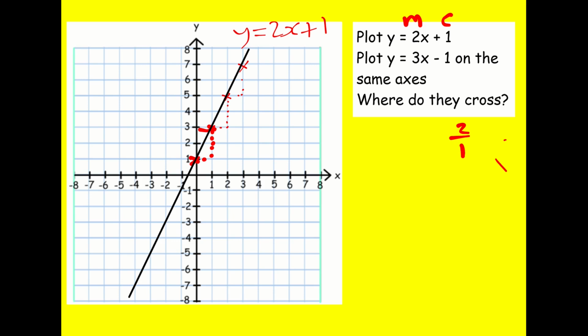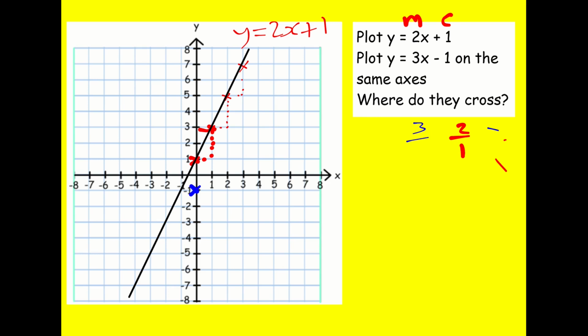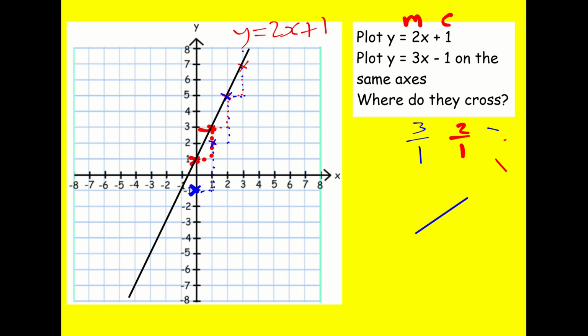Second one is going to be very similar. This time c is minus 1. But I've got a steeper gradient, 3, which is 3 divided by 1. Rise over run, that means I go along 1, for every 3 I go up. Along 1, for every 3 I go up. What I'm seeing is that it's like they're crossing. Okay, so let's finish this off. Okay, brilliant. So we've drawn the graphs.